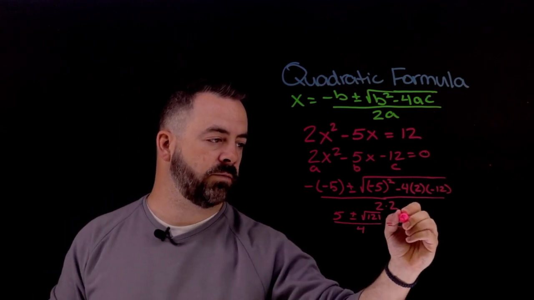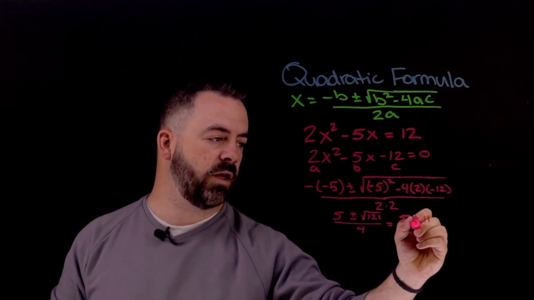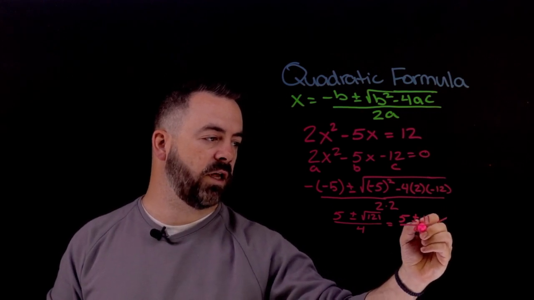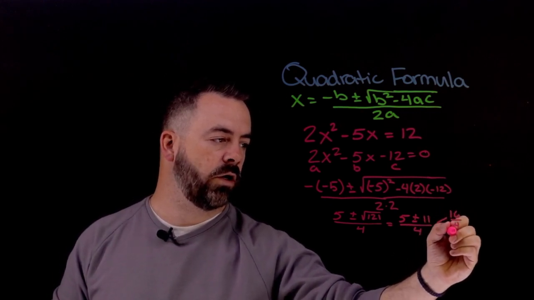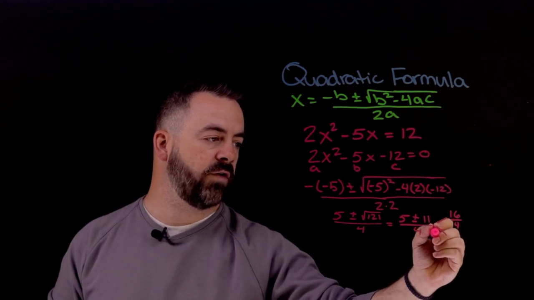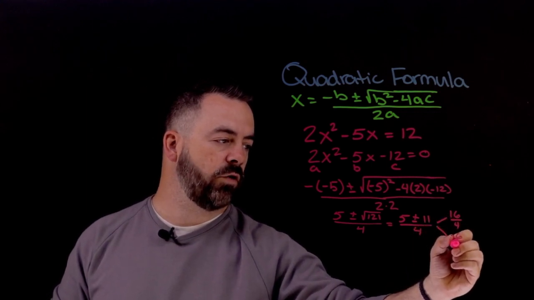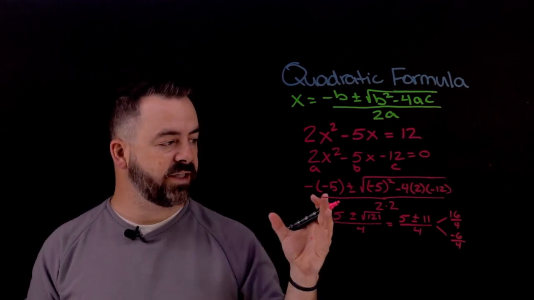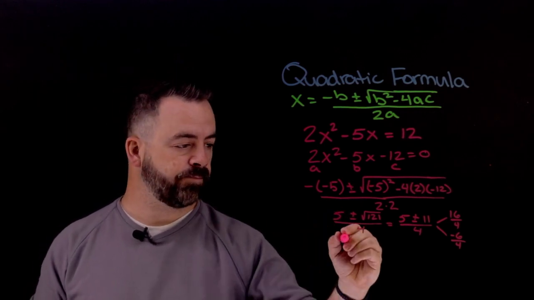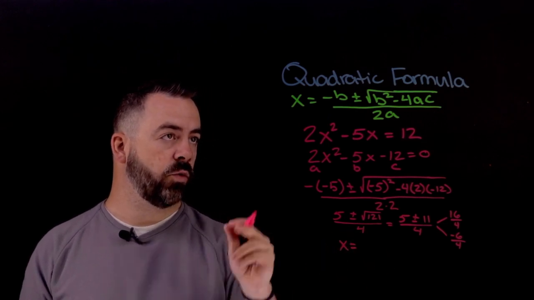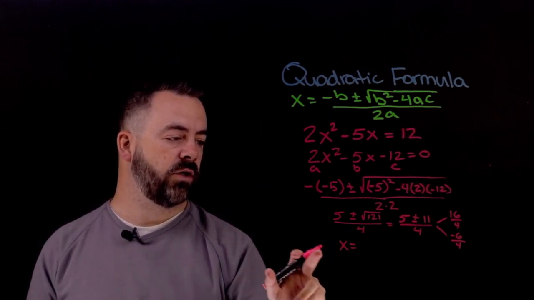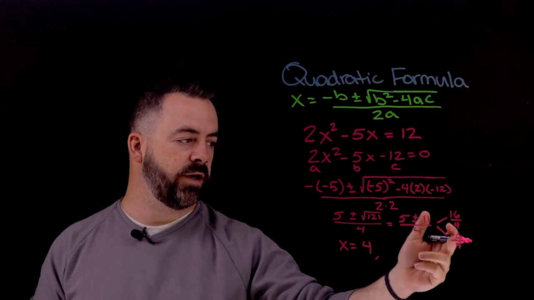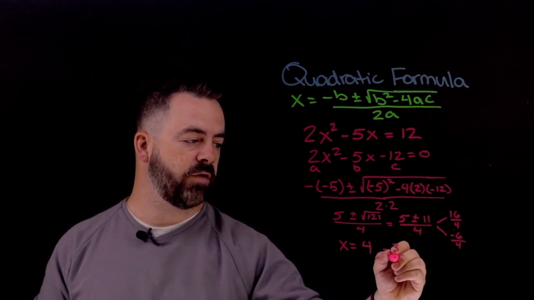So now this becomes 5 plus or minus 11 over 4. I have the 5 plus the 11, which is 16 over 4. And I have 5 minus 11, which is negative 6 over 4. 2 answers written as fractions. I suggest you simplify them. So one answer, remember we were solving for x. One answer is 16 over 4, which is 4. The next answer is negative 3 halves.